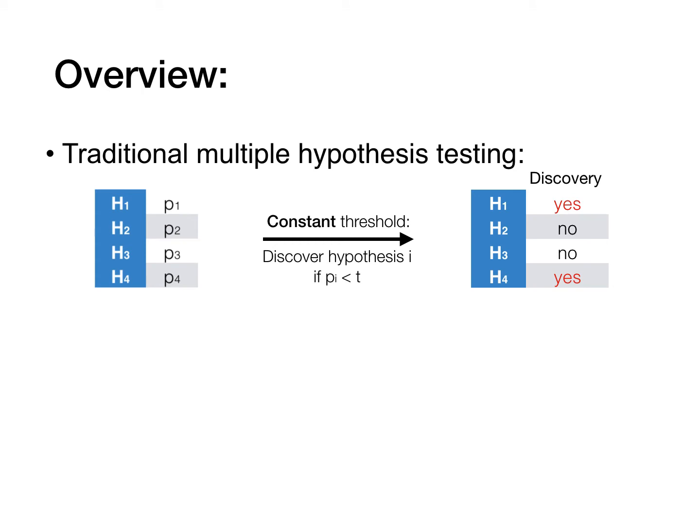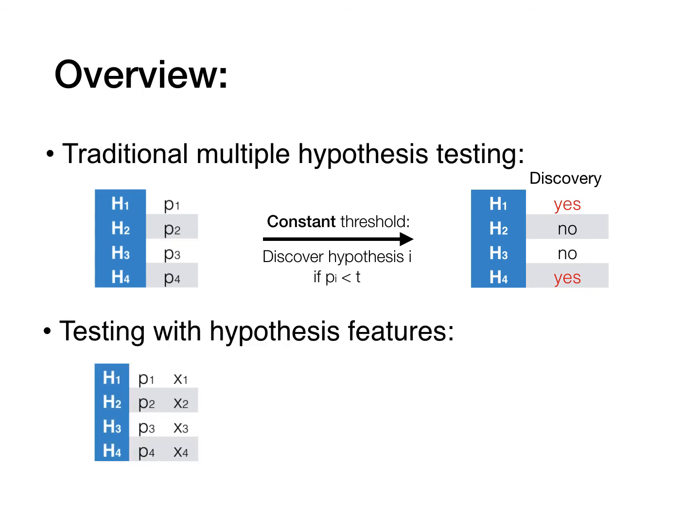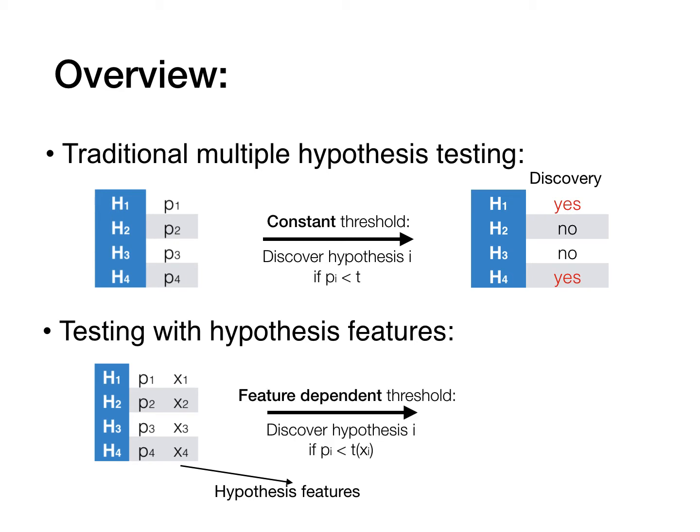threshold. In some cases, for each of the hypotheses, we not only have a p-value, but have a set of hypothesis features. These features represent the prior knowledge we know about those hypotheses. In these cases, it is possible to learn some feature-dependent threshold, which may potentially lead to more discoveries.